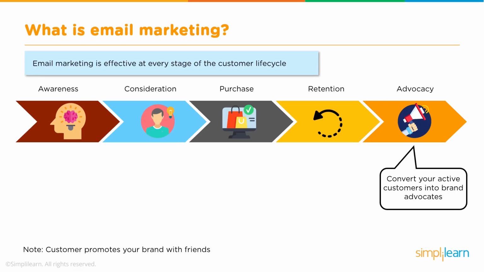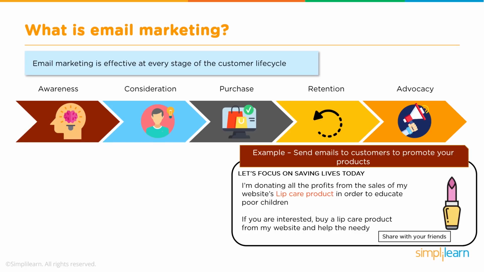And then what we want to do is advocacy. Last step in that customer lifecycle. We want to convert that active customer into brand advocates. Okay, we want that customer to talk about our brand for us. We want them to promote it and talk about it with their friends. So for example, we want to send an email to those customers to promote our products. Okay, so for example, we could say, hey, the sales of our products for this particular day or for this month is going to go to our favorite nonprofit. Could be educating poor children or cleaning up plastic in the ocean or saving animals.